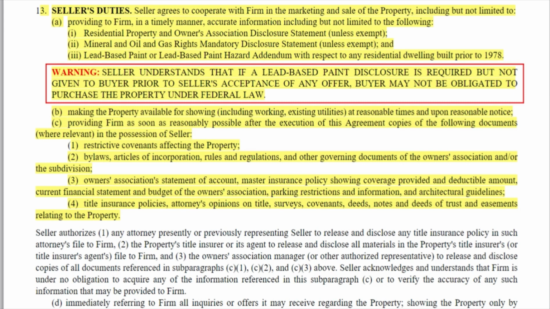and deductible. So this is like if you were in a condo, we need to upfront be able to get a questionnaire signed by the HOA department, where it's going to give us all the information about the insurance, parking spaces, all of that good stuff about that particular condo. And on number 4, title insurance policies, attorneys' opinions on title, surveys, covenant deeds, notes, and deeds of trust and easements relating to the property.